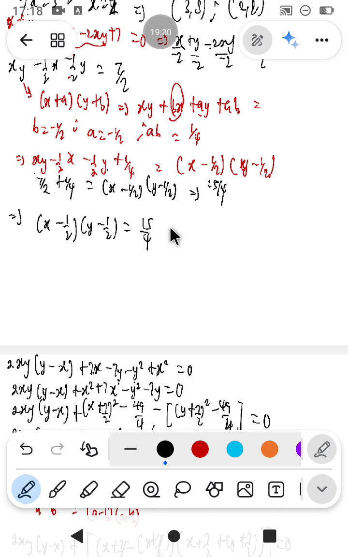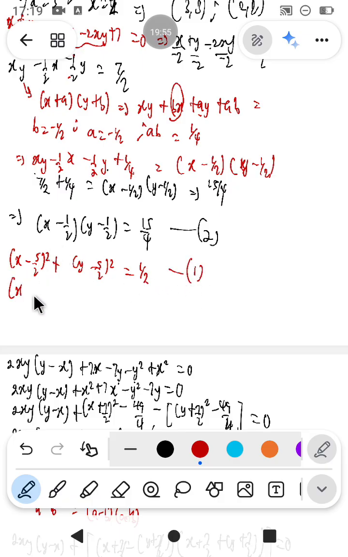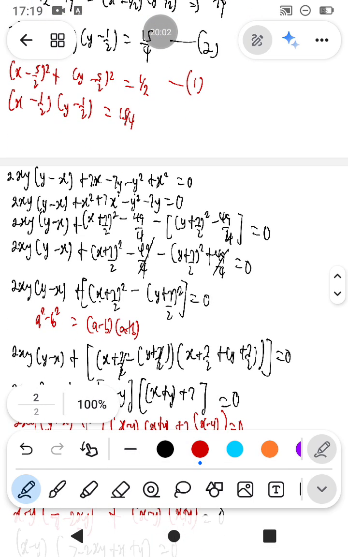So I'm gonna call this equation 2. All right, so next thing we're gonna do now is to solve equation 1 and equation 2 simultaneously. Don't forget equation 1 is (x - 5/2)² + (y - 5/2)² = 1/2. All right, this is equation 1. Then equation 2 is now (x - 1/2)(y - 1/2) = 15/4.